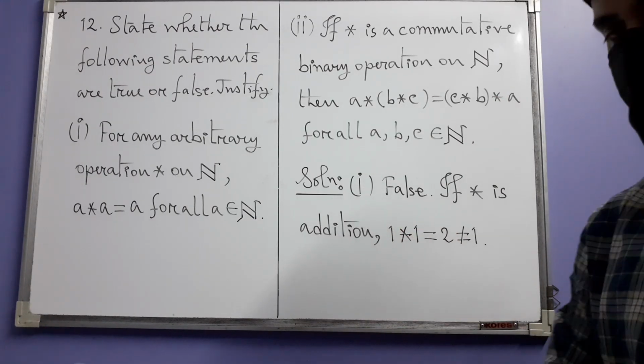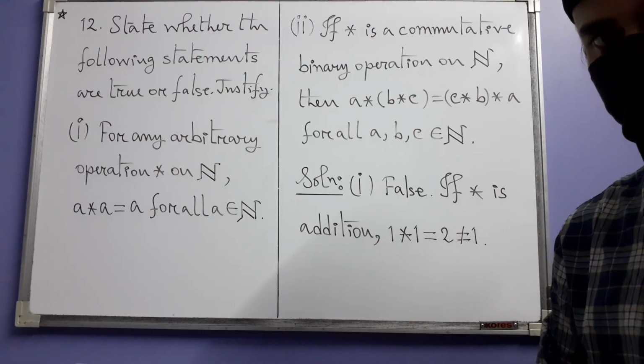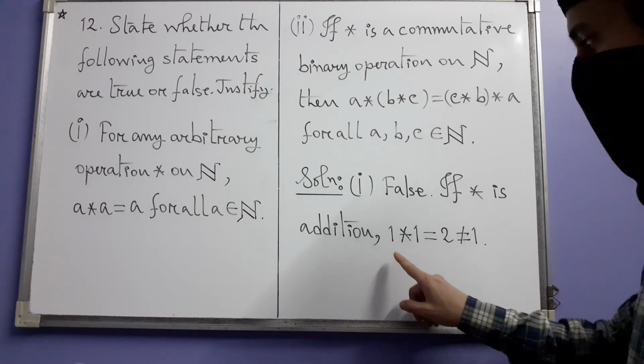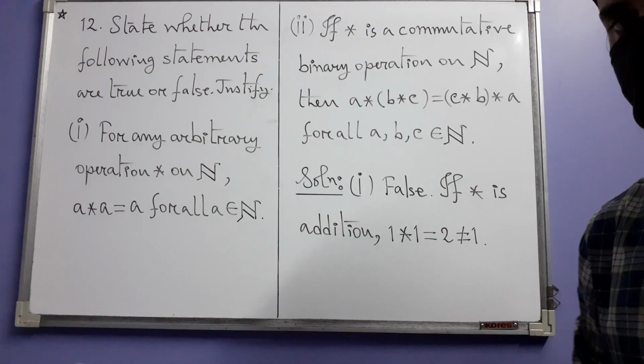Statement 1 is obviously false. For example, if star is ordinary addition, then of course it's a binary operation on N. Then 1 star 1 is not equal to 1 because it's 2.